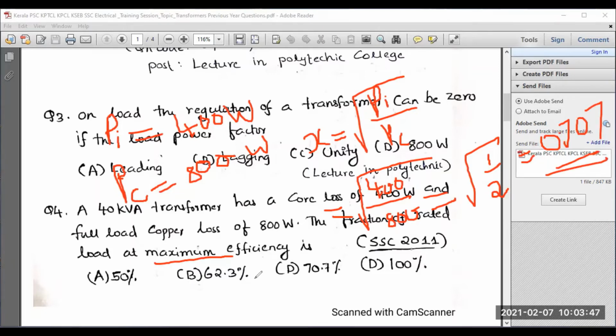But look at the options. All the answers are given in terms of percentage. So better you convert this decimal value into percentage. 0.707 is nothing but 70.7%. So I can go for option C. This should be C only. Okay. This is the best answer. 70.7%, that is the right answer for this question. I hope you got my point.